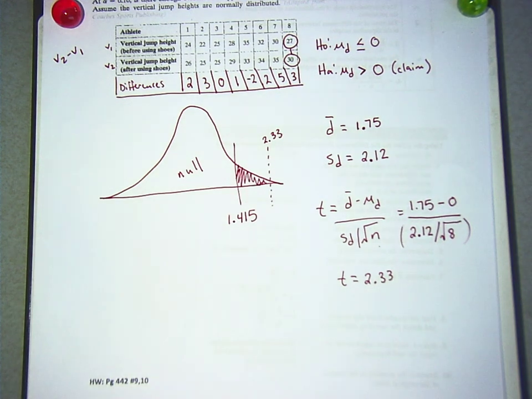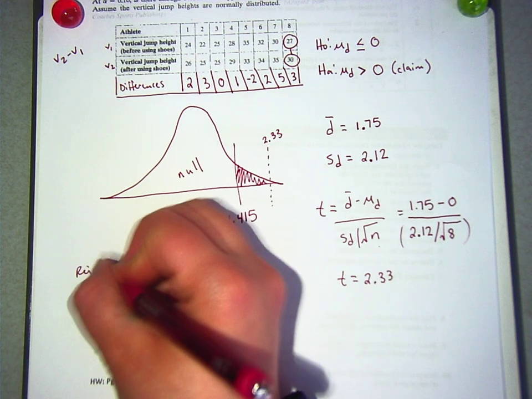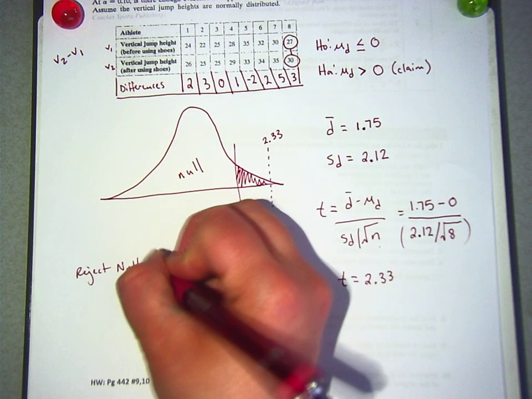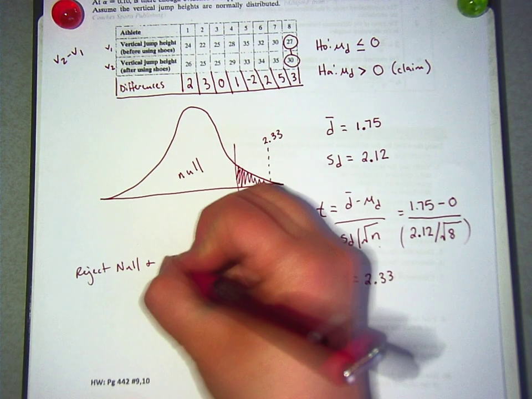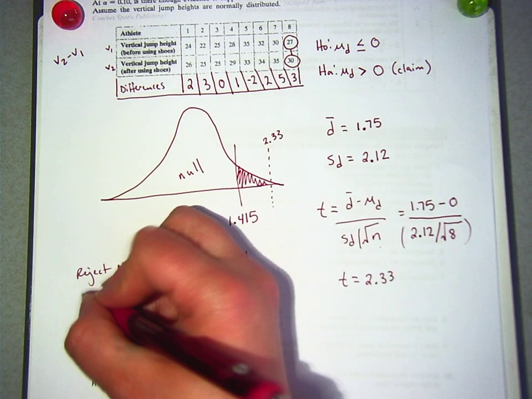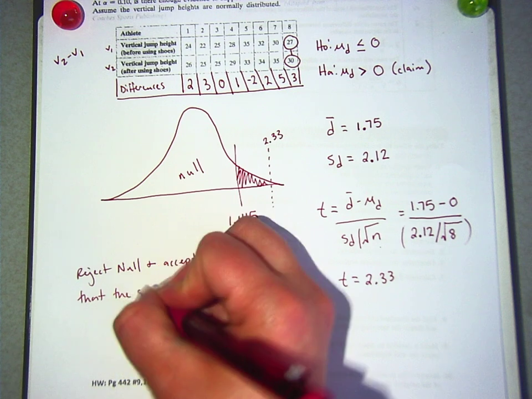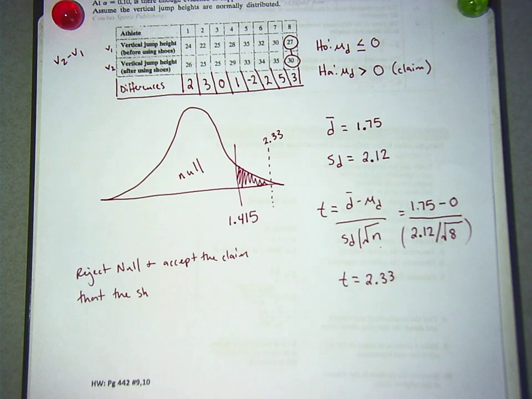Okay, so 2.33 hits over here in the rejection region. So we're going to reject the null. And in this case, accept the claim that the shoes... Okay, wait. Now we need to be very specific here, okay? Make sure that you never do what I was about to do on an AP test. Learn from my mistakes. Look up. I can't write that the shoes cause their heights to increase.